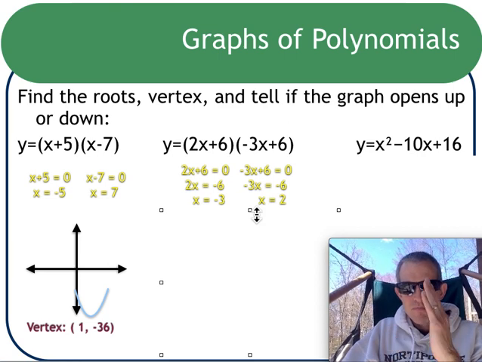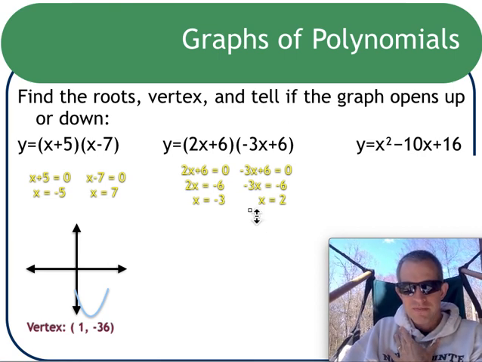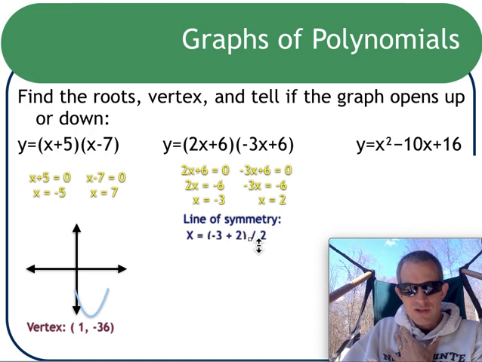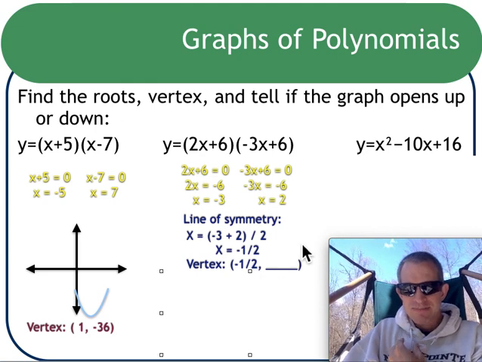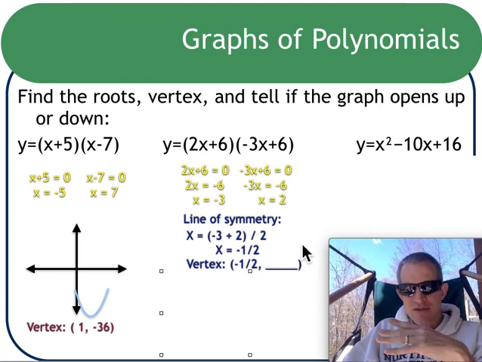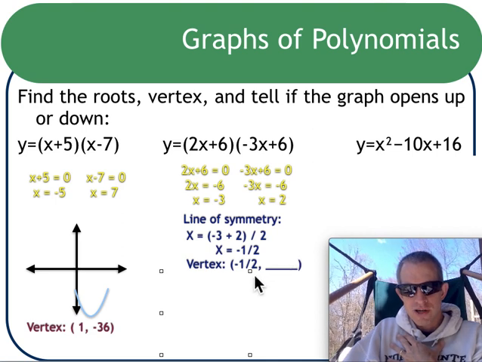And so now that we know where our two roots are, if we average them, we'll get the middle of our graph, our line of symmetry. And so adding those up, -3 plus 2 divided by 2, that's -1/2. And so we know our vertex is going to be at -1/2, but we're not sure how high or low it goes yet.